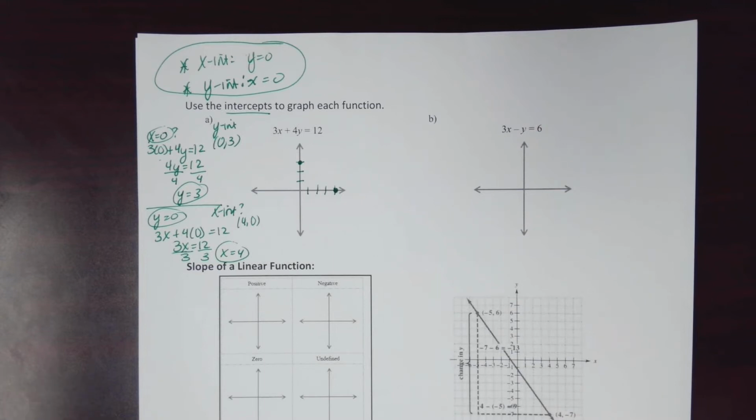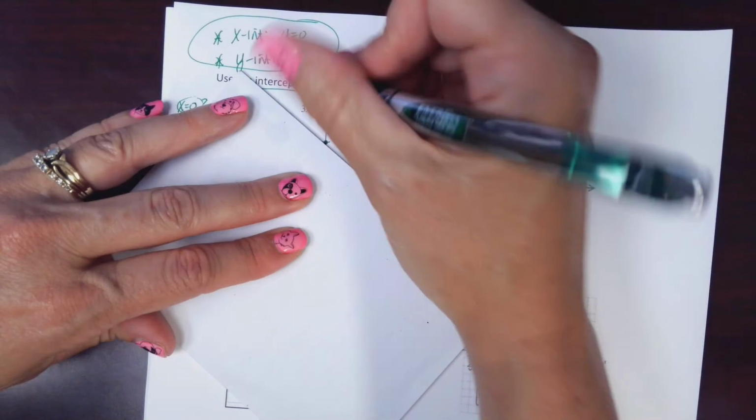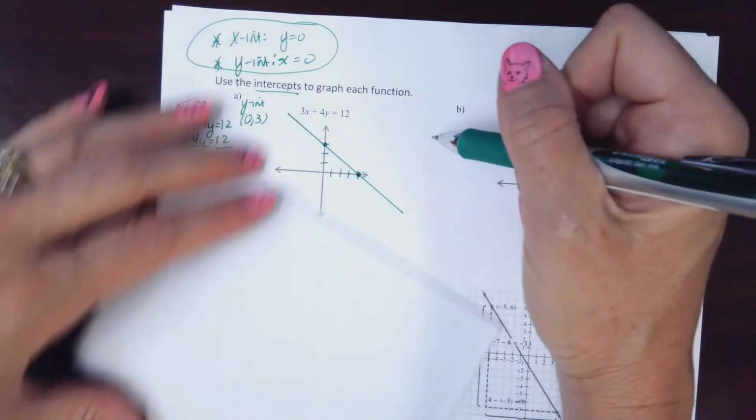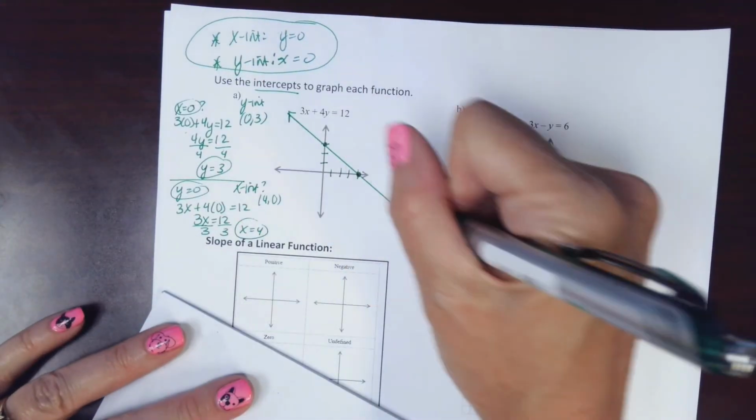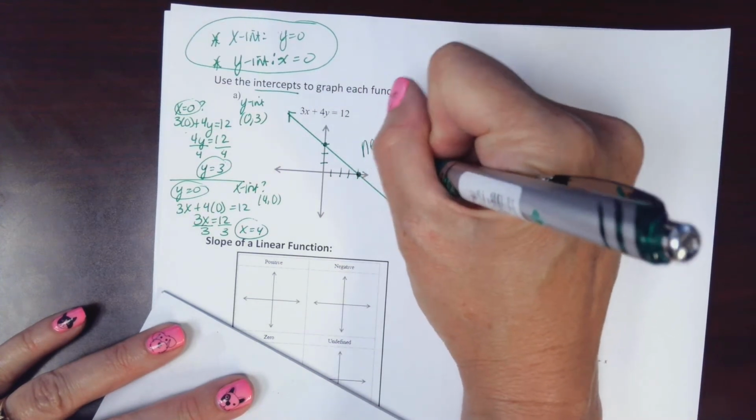And I forgot to grab a straight edge. Let me see. Here we go. All right. And there is my line. I see that my line has a negative slope. A line with a negative slope.